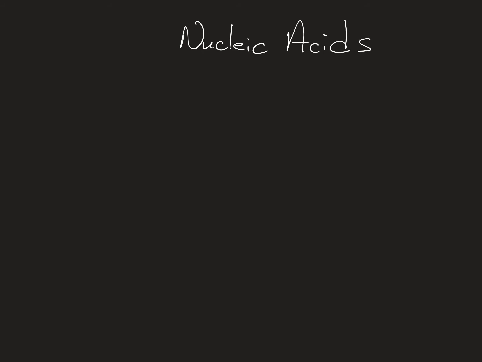When we're talking about nucleic acids, there are two types of nucleic acids, but there are three parts to every nucleic acid, two of which are always the same. There's a phosphate group. Phosphate, again, is a functional group.